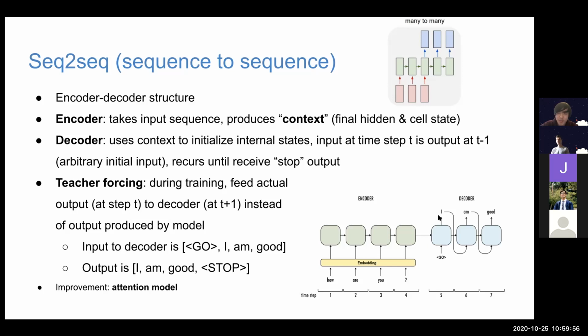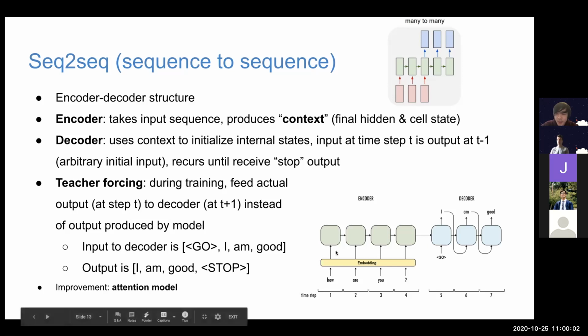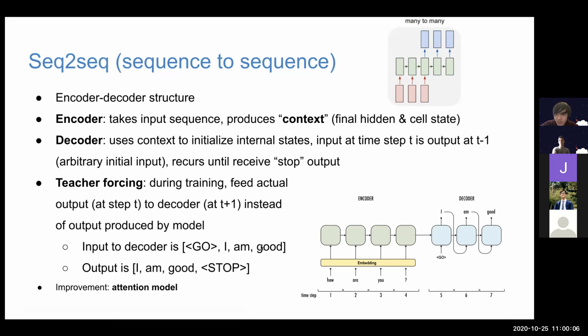If we don't do teacher forcing, and we naively feed in the previous output to the next time step even during training, then the decoder is first of all not going to learn, and even if it does learn, it's probably going to learn in the wrong direction, and it's going to take a lot longer to converge.